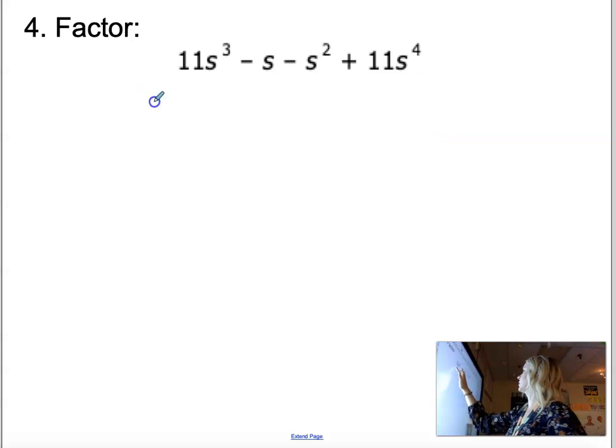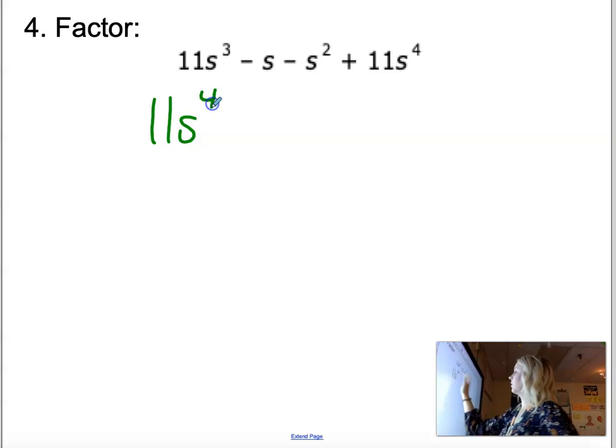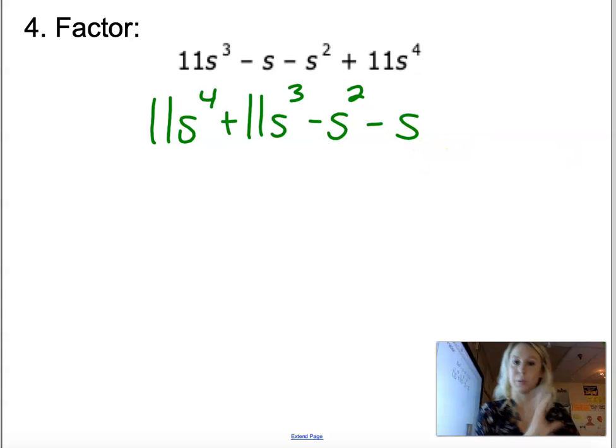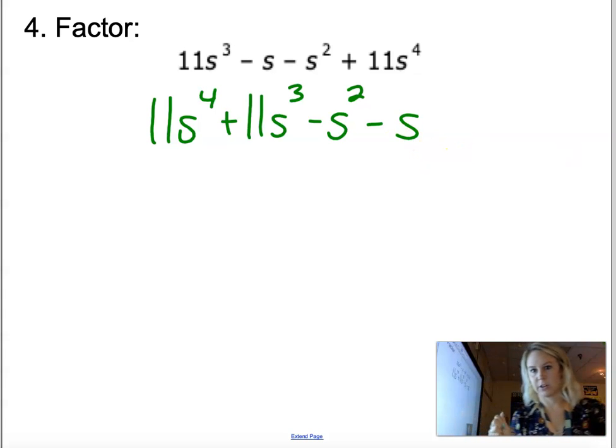So I'm going to take the highest exponent, 11s to the 4th, put it first. Then do my 11s cubed, followed by my negative s squared, followed by my negative s. Okay, so putting a problem in order is going to help us out first.